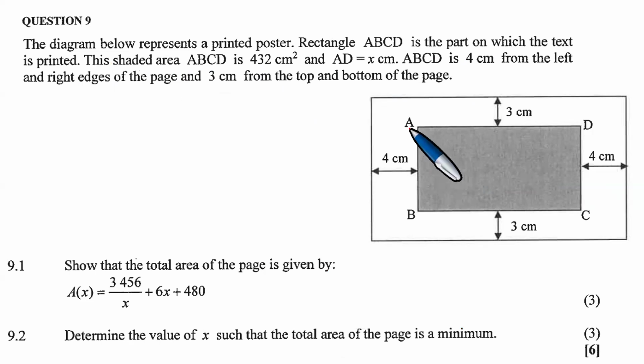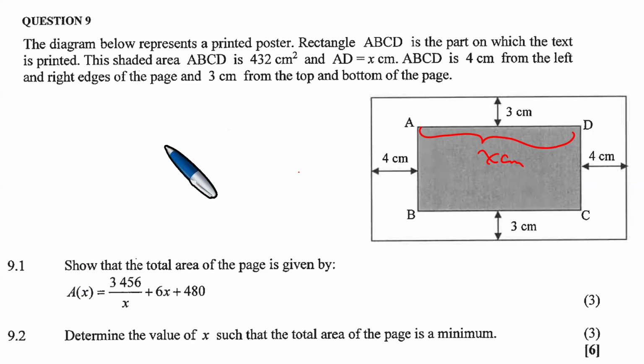So you have that obviously your AD is x centimeters. Now let's just measure it here. So it's actually x centimeters. And the margin is 4 centimeters from the left and the right edges of the page, and 3 centimeters from the top and the bottom of the page. Show that the total area of the page is given by these. Let's look at the total area of the page.